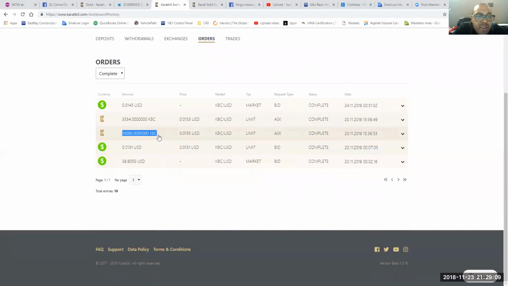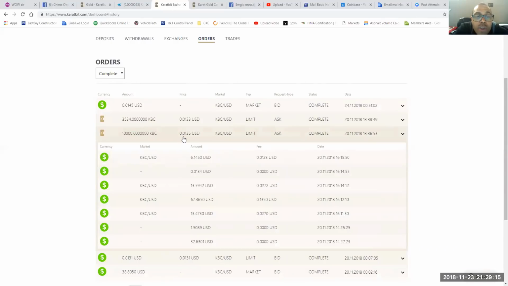See, these tabs will click down and show you these are all completed orders. Now let's look at this 10,000 KBC coins that I sold for 0.0135. It was a limit order I placed. When I say limit, I mean I put in the price I want to sell those 10,000 coins for, and that's my asking price. And it got completed.